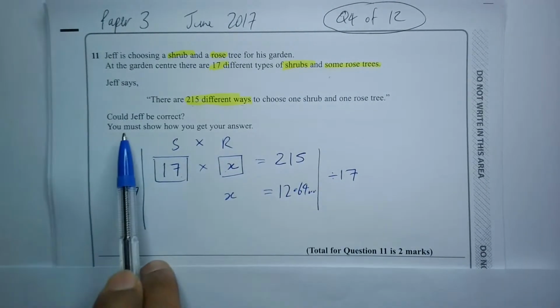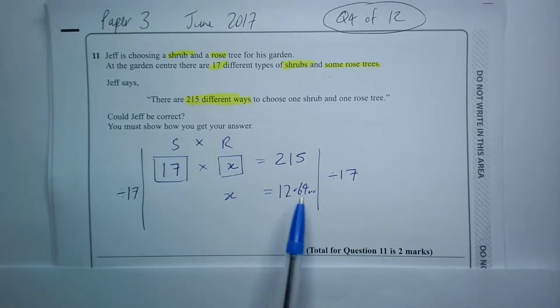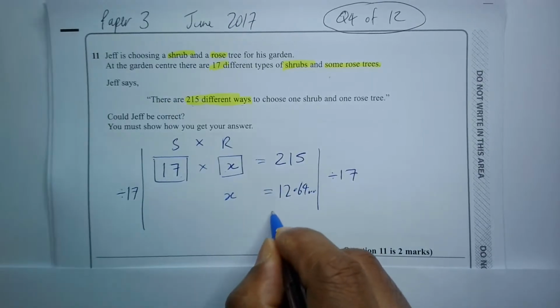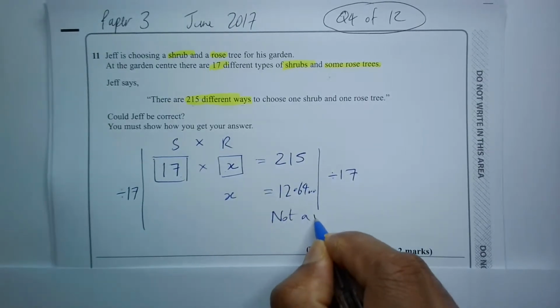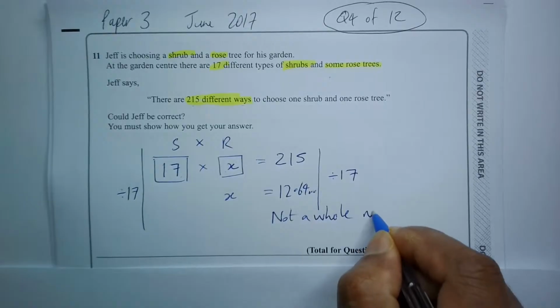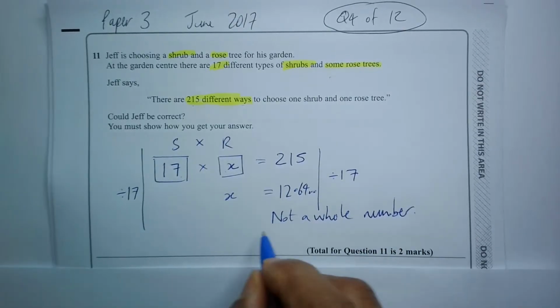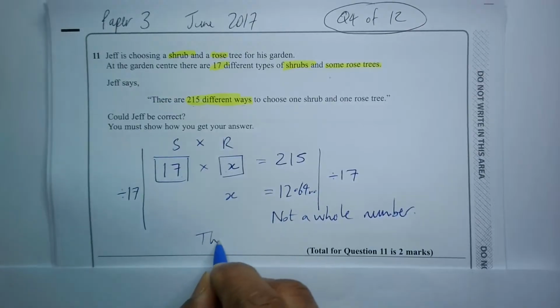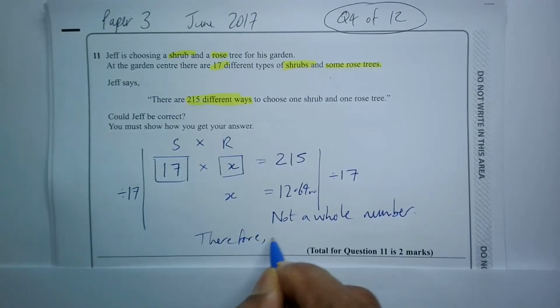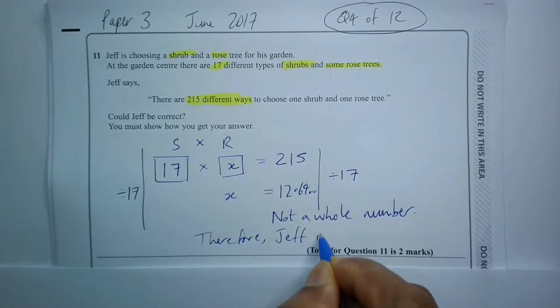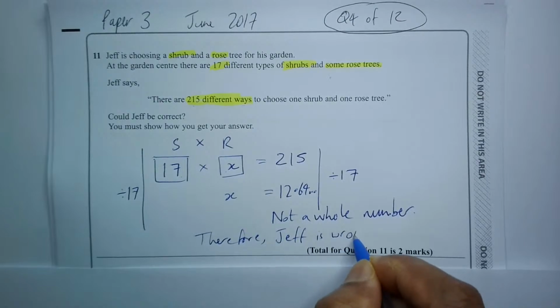And it says, could Jeff be correct? If Jeff was correct, this would be a whole number. But this is not a whole number. And so therefore Jeff is wrong.